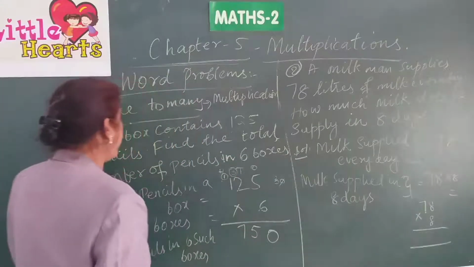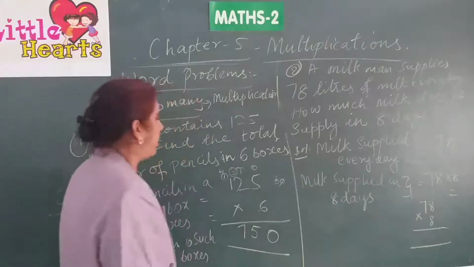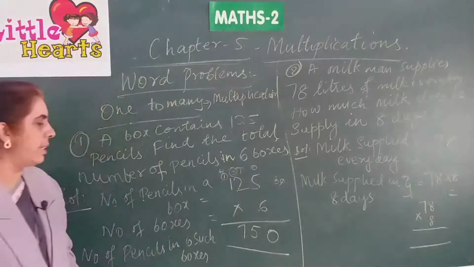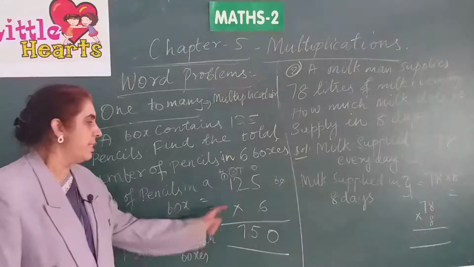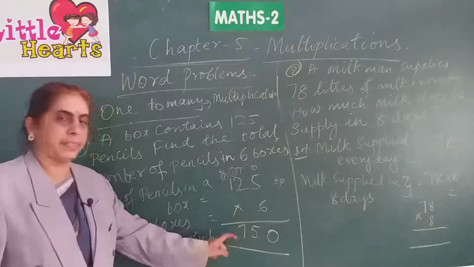So the number of pencils in 6 such boxes is 750. So how many pencils are contained in 6 boxes? 750, 125 multiplied by 6.